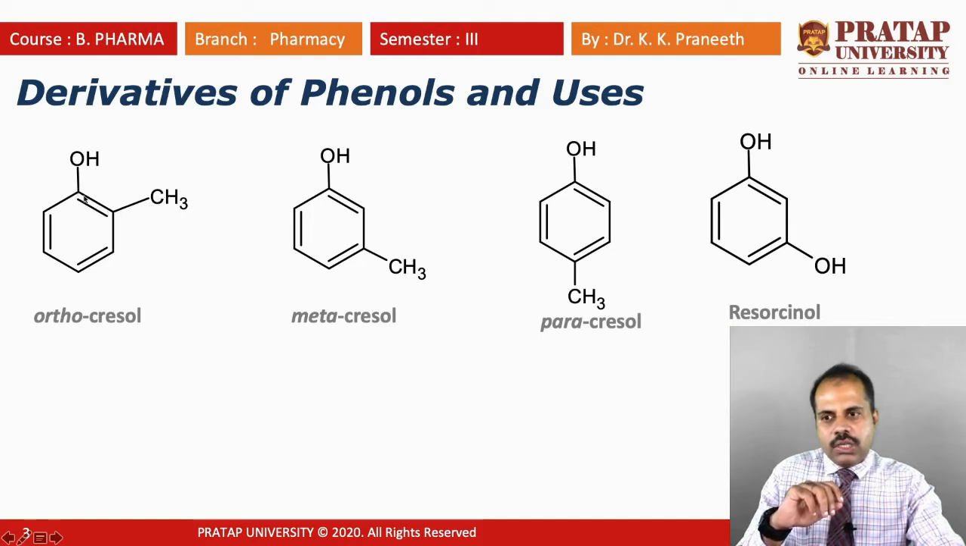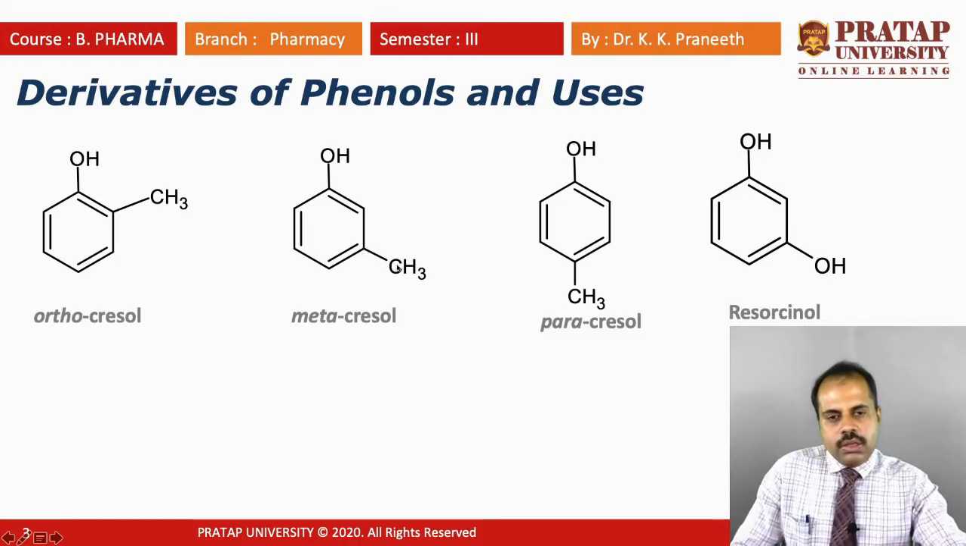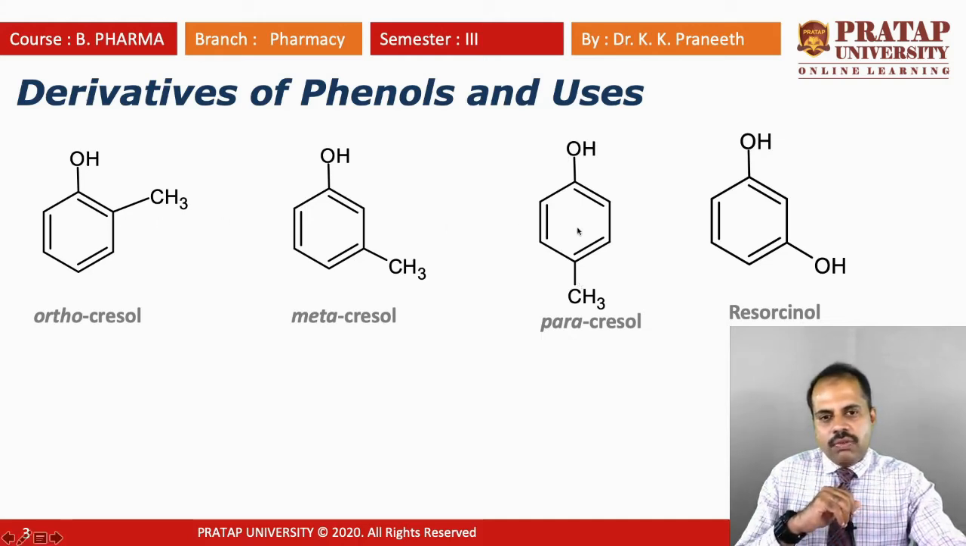We have seen what the ortho, para and meta positions are. So if the CH3 group is attached at the ortho position, the methyl group is attached here, it is called orthocresol. This is a phenol with a methyl group attached, and this is phenol again, and if the methyl group is attached at the meta position, it is called metacresol. Similarly, if the methyl group is attached at the para position, it is called paracresol. So these are the three derivatives of phenol having a methyl group.